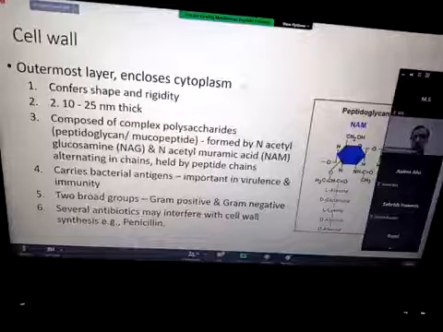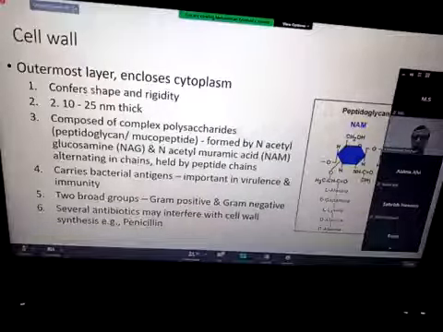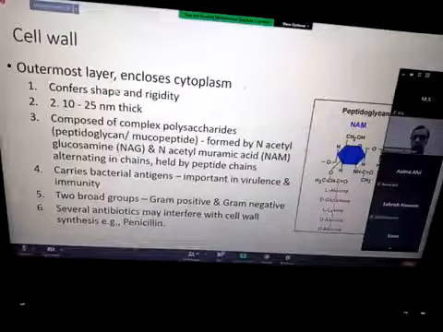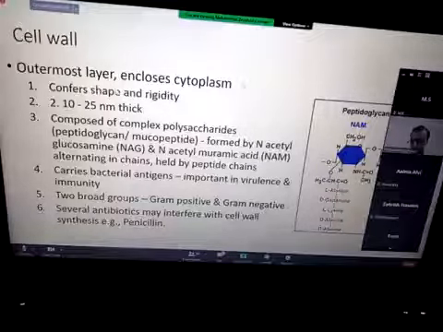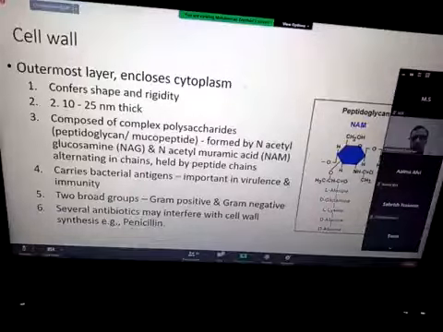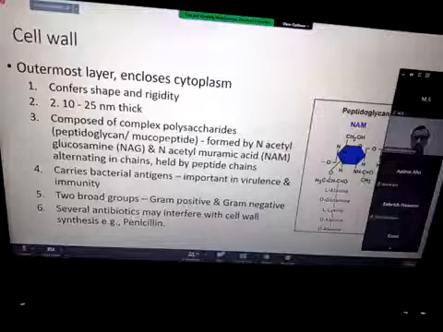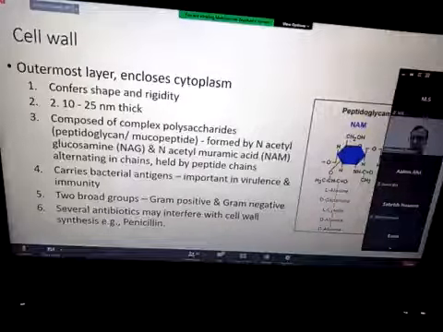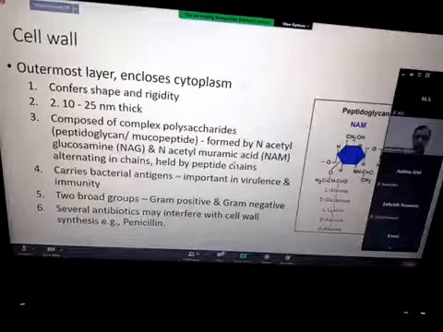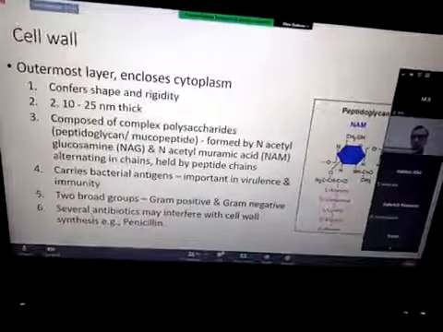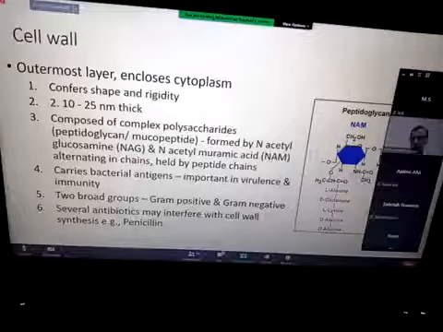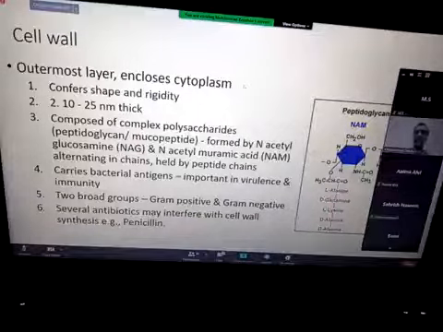So what is the purpose of the cell wall? If there is no cell wall, what will happen? We cannot have the shape, structure and rigidity of the bacteria. So it gives the shape and rigidity. It has different thickness and is composed of polymers, polysaccharides, and peptidoglycan, which is composed of N-acetylglucosamine and N-acetylmuramic acid in alternating chains held by different peptide chains. These are pentapeptide chains, connected to form a lattice network like this.